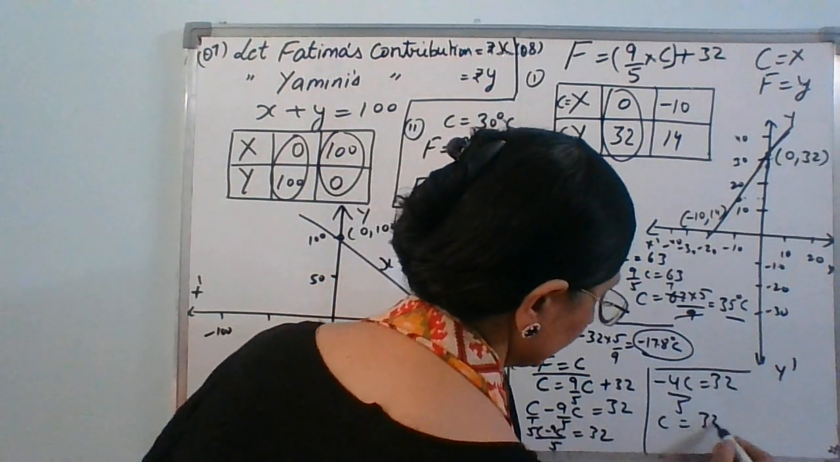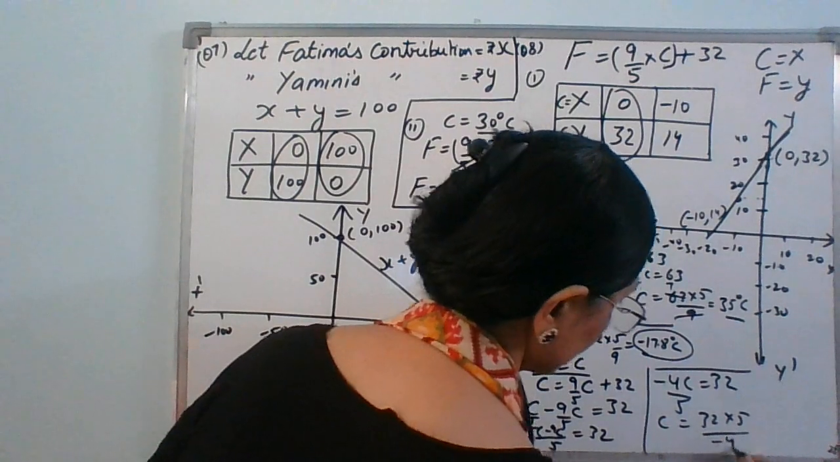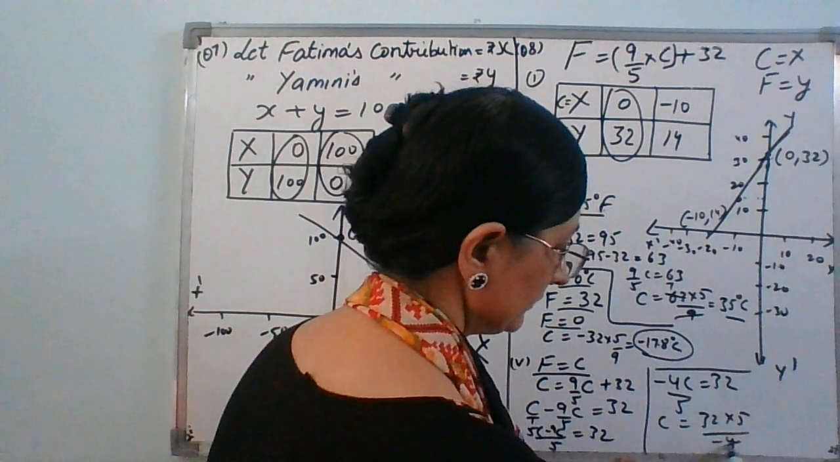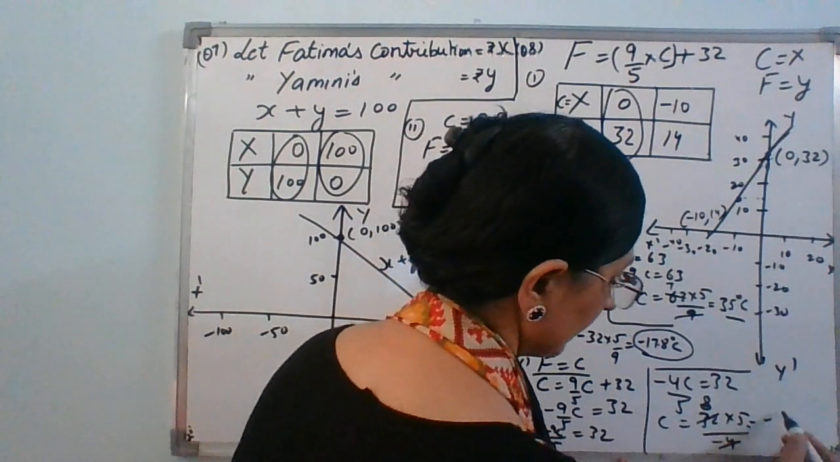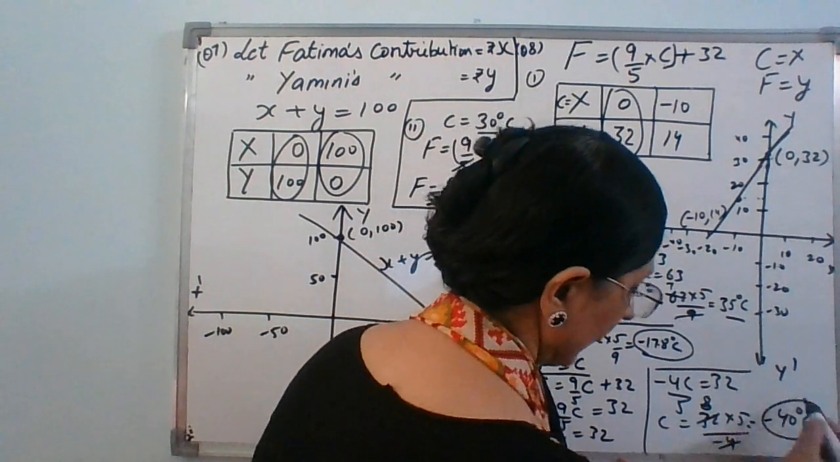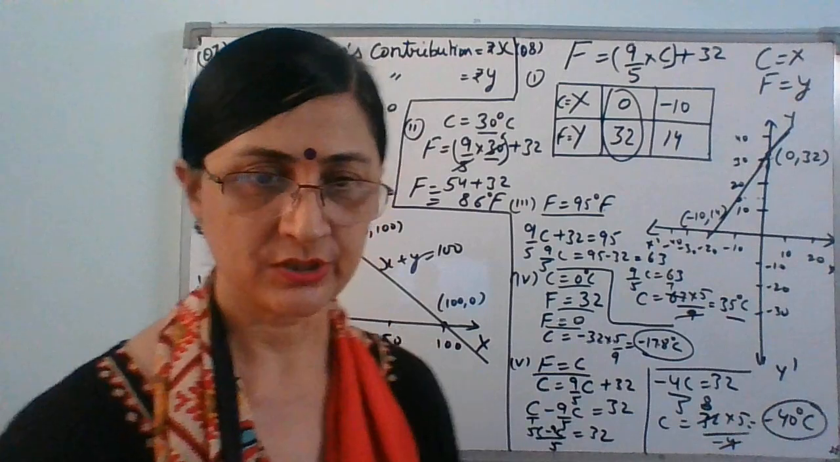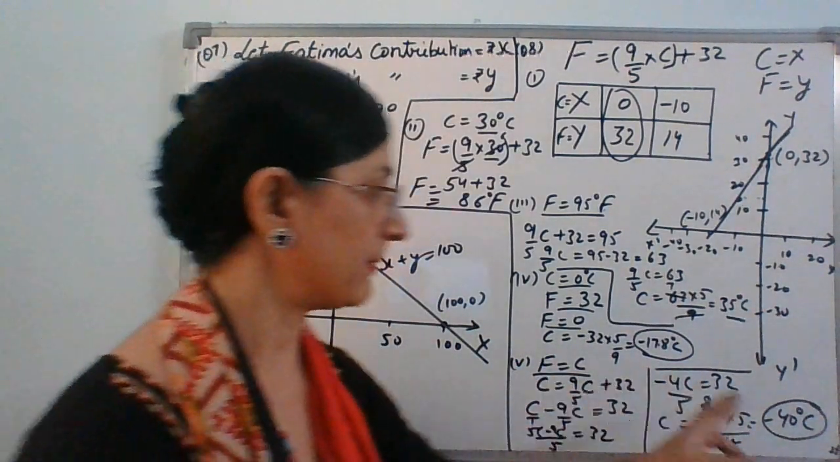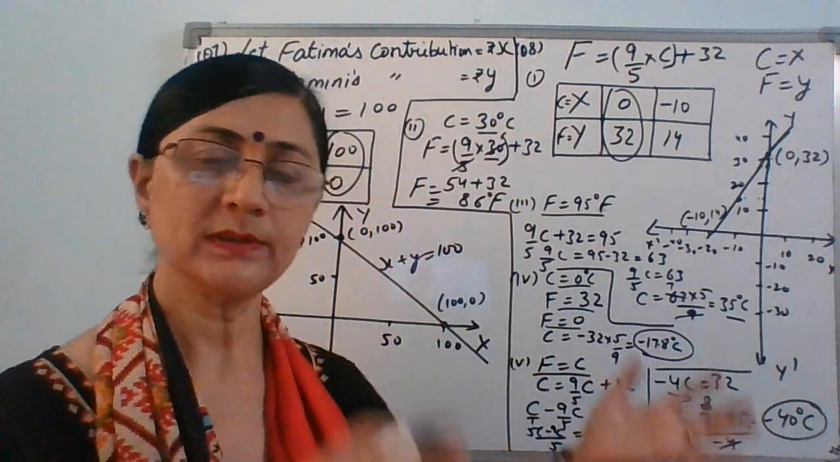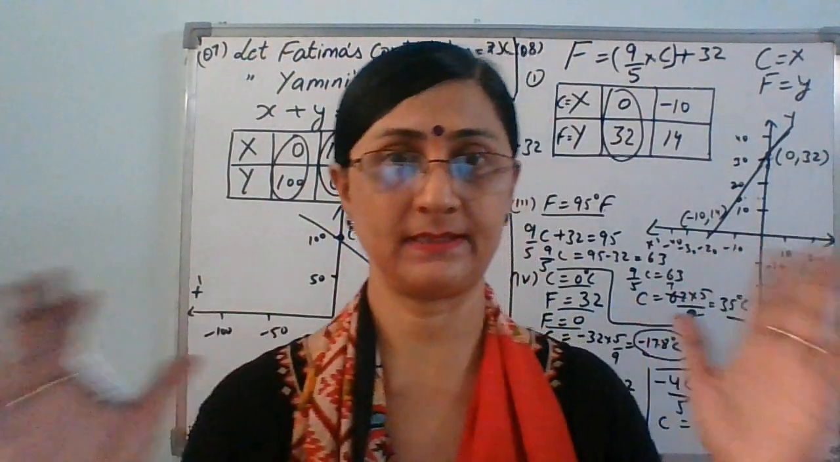So C is equal to 32 into 5 divided by minus 4. Right? 4 8s are 32, 8. The minus sign also remains, 8 5s are 40. So at what temperature in degree C is Fahrenheit equal to Celsius? It is minus 40 degrees C. Both Celsius and Fahrenheit have the same value.